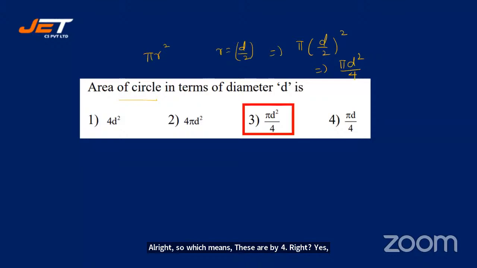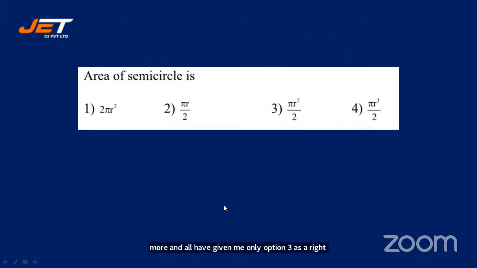Let me see how many have given me the right answer. It is option 3. Yes, Kumari, Gayatri, Sai Vardhan, Akhilesh, Vishwant, Chandu, Shivaramakrishna, many more, and all have given me only option 3 as the right answer. Perfect. See the next question.